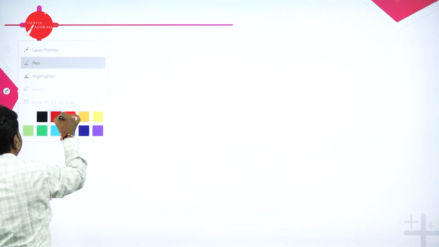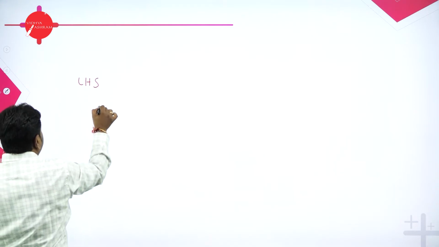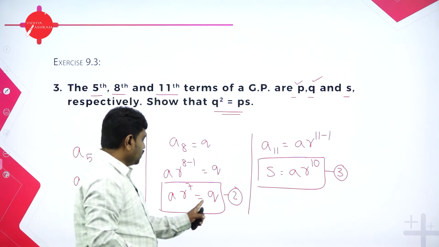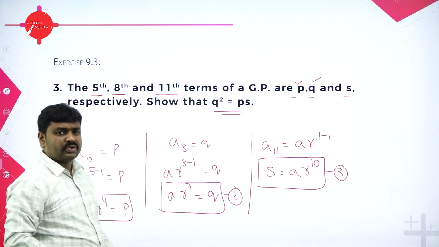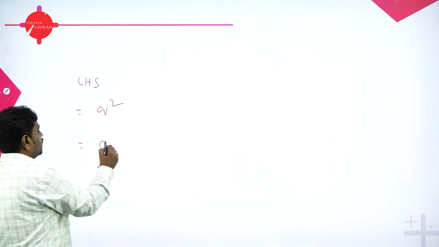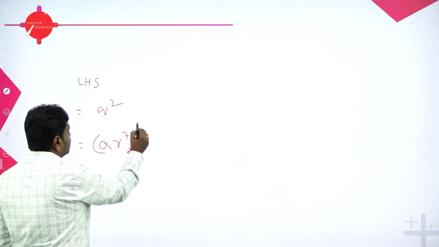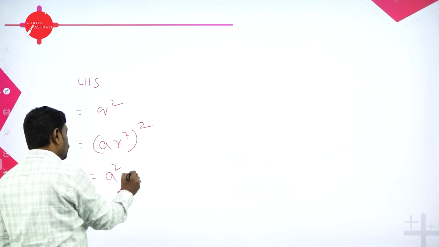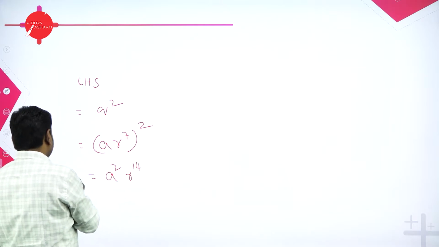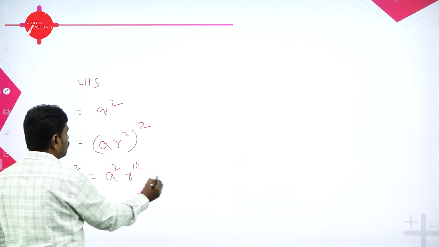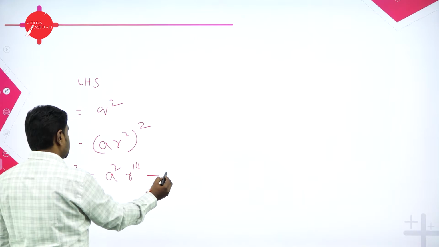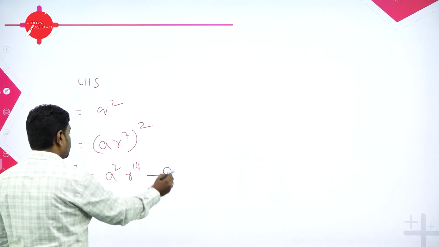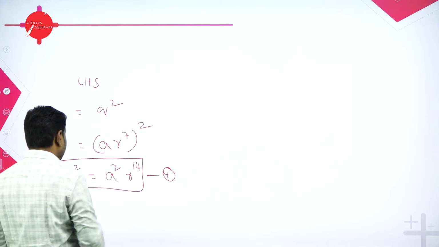Okay, we'll take LHS. In LHS they want Q square. What is Q square? What is the value of Q? Q is A R power 7. A R power 7 whole square. So take it inside, it will become A square. Law of indices, 7 2s are 14. A R power 14. So you got the Q square value. Call them equations 1, 2, 3, so I'll call it 4. Now you got the LHS.